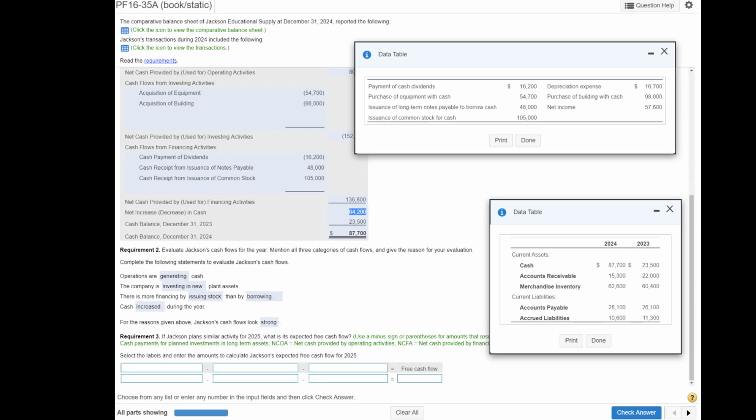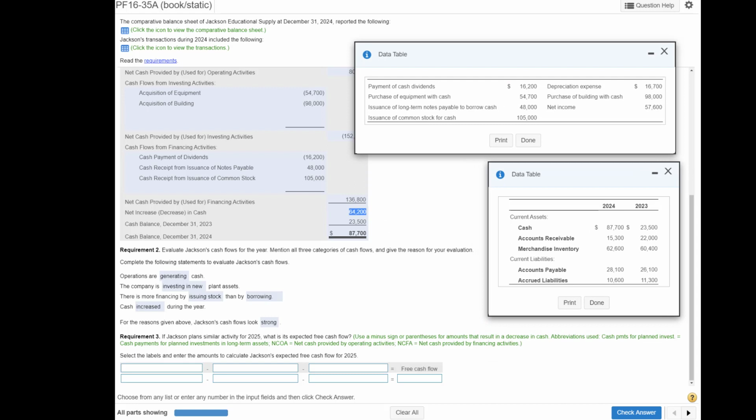Now we are going to do the calculation for free cash flow. It says if Jackson plans similar activity for the next year, what is its expected free cash flow? Use a minus sign or parentheses for amounts that result in a decrease in cash. Here are some abbreviations used. Cash payments for planned investments means cash payments for planned investments in long-term assets. NCOA is net cash provided by operating activities, and NCFA is net cash provided by financing activities.